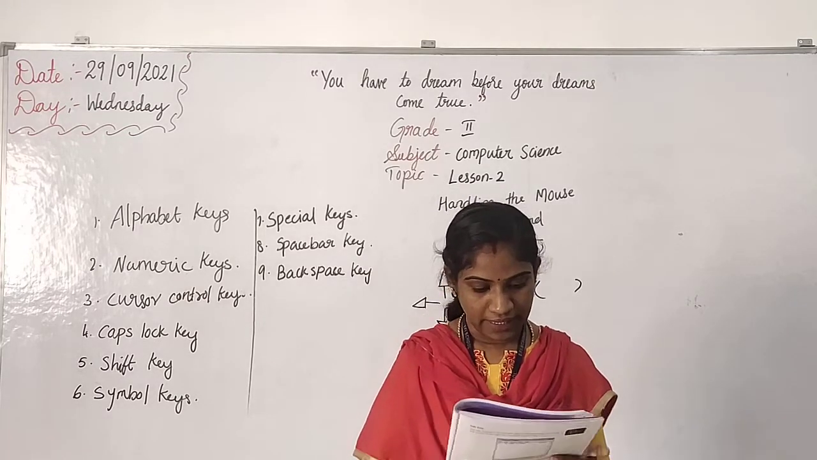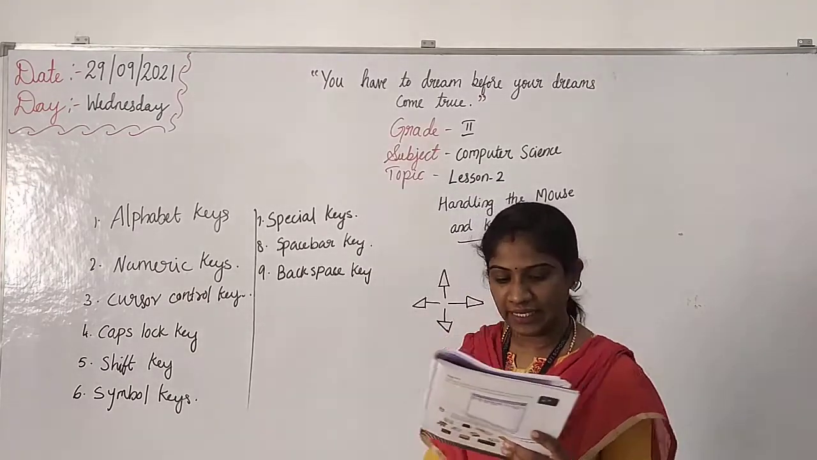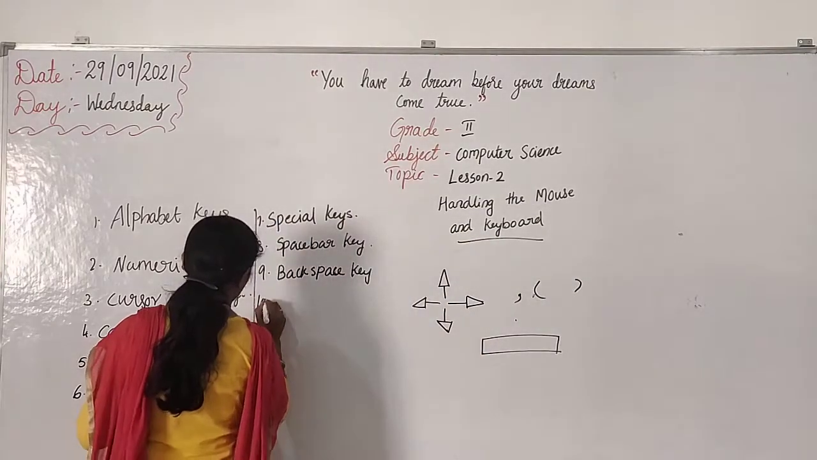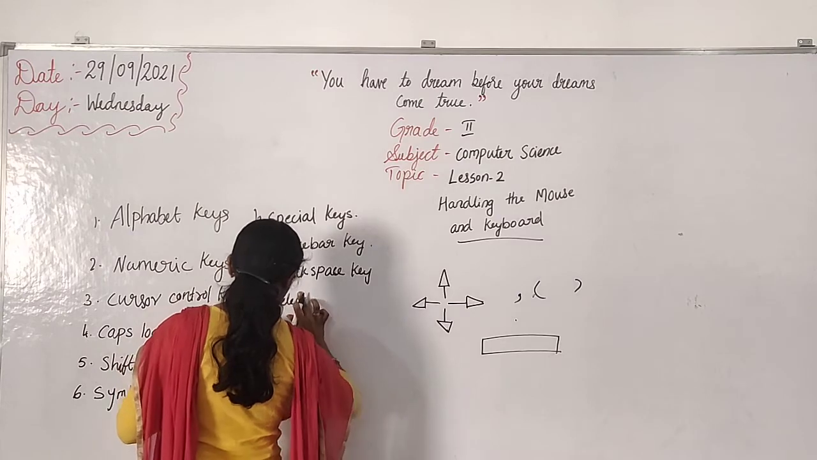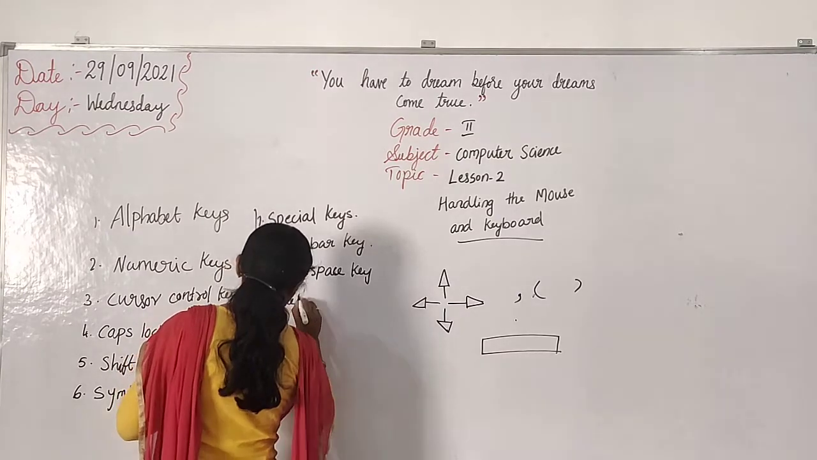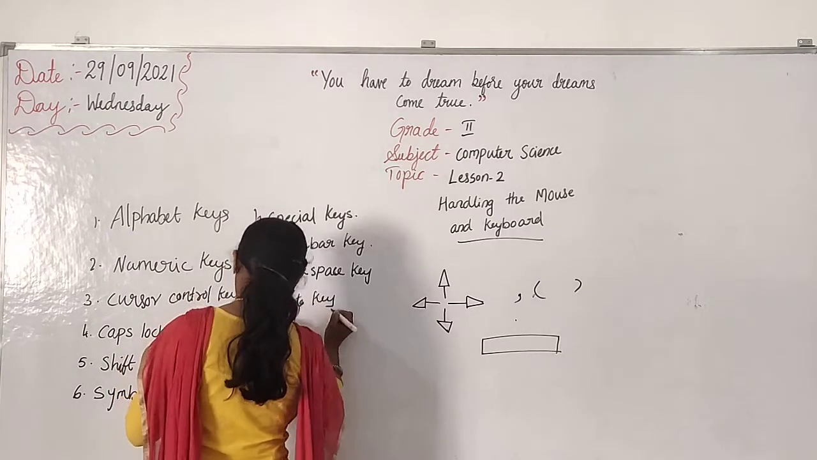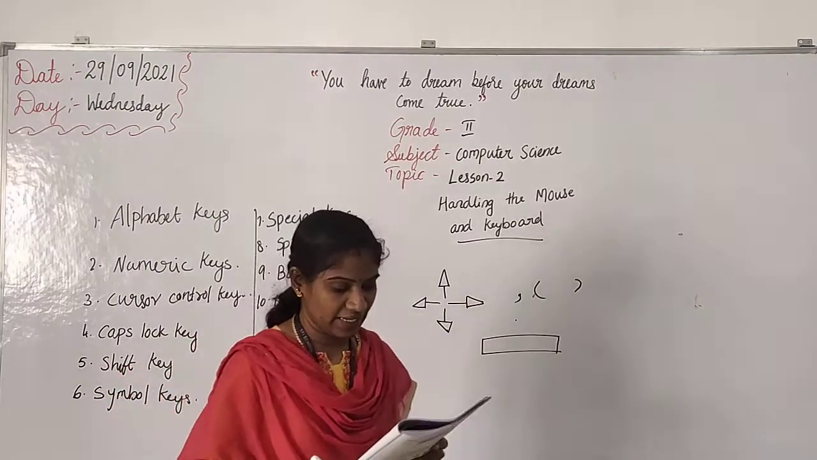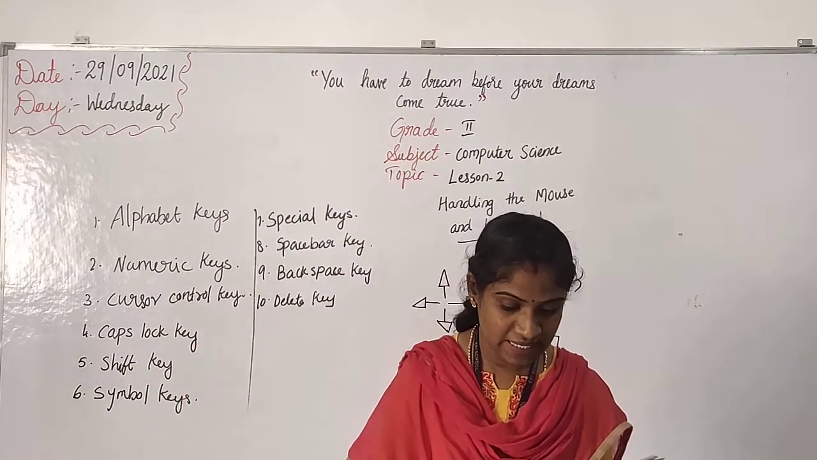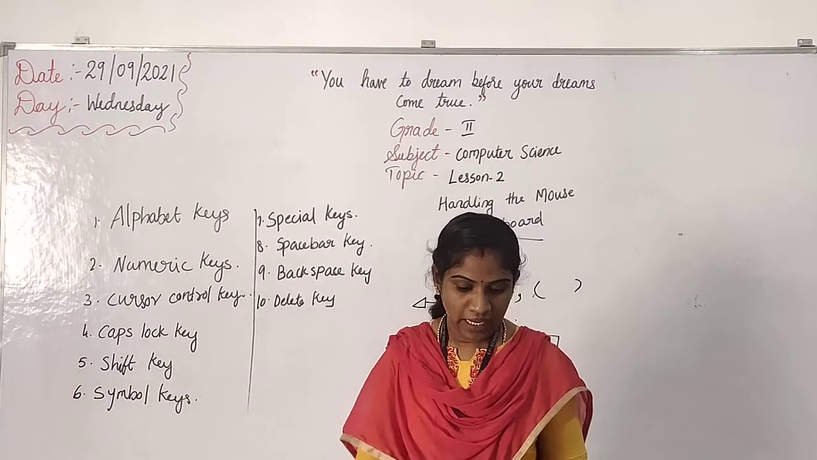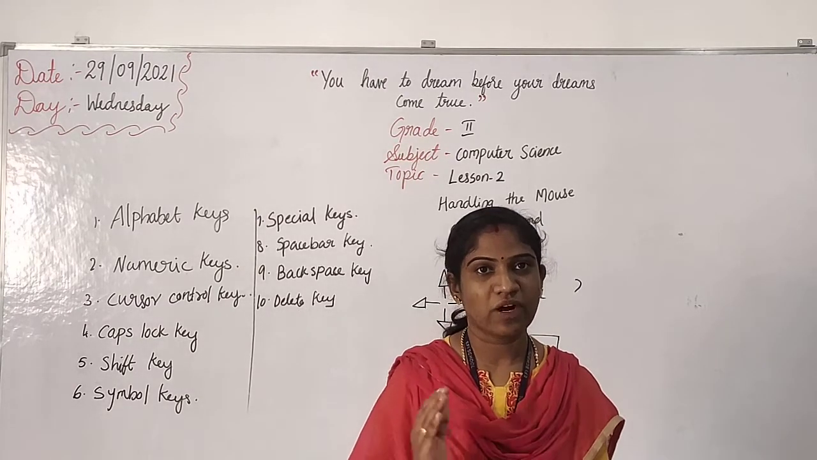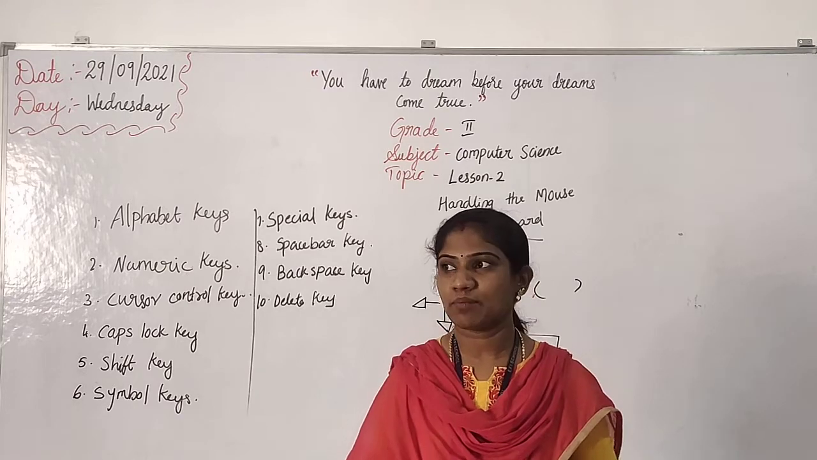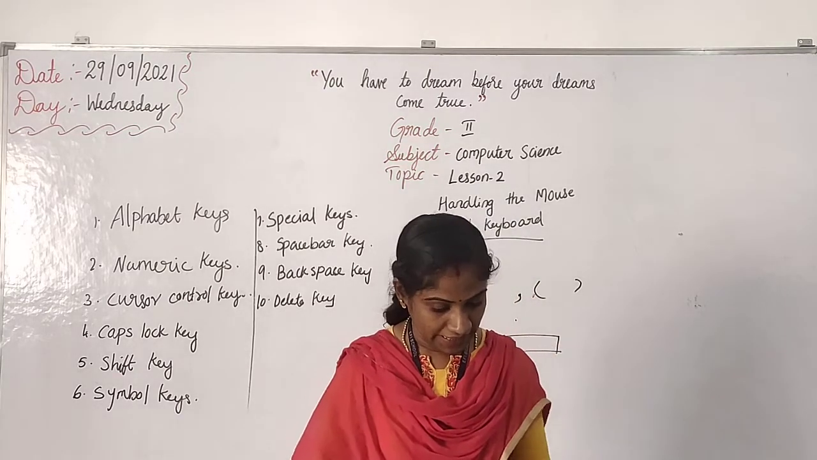Then next is the delete key. What is the delete key? The delete key erases anything typed on the right side of the cursor. If we want to delete or erase something at the cursor, we use the delete key.